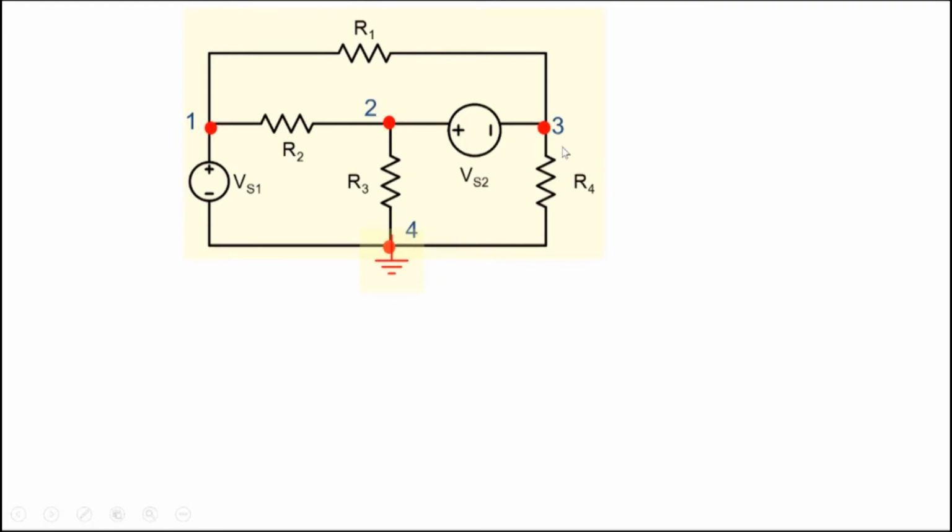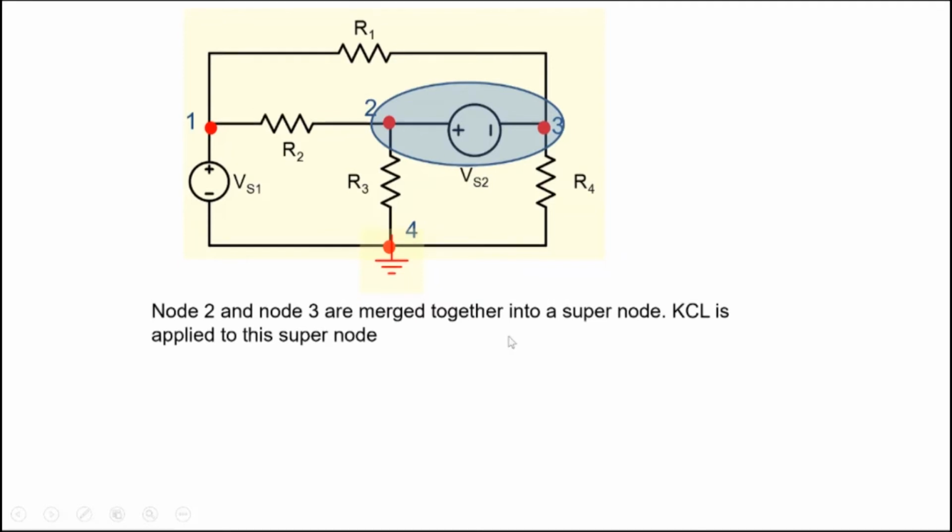So a way out is that we combine these two nodes here. Node 2 and node 3 were problematic nodes for us. Because it's a combination of two nodes, we call it a super node. Node 2 and node 3 are merged together into a super node, and KCL is applied to this combination of 2 and 3, to this surface here.